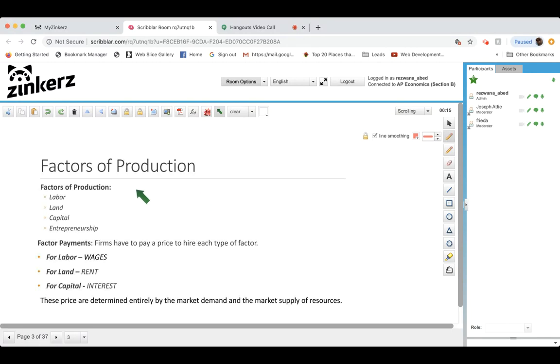So what are these factors of production that are being bought and sold in the factor market? Households, as we just said, are the ones offering these factors of production to businesses or firms so that they can use them to make goods and services. These are the four factors of production that we have talked about before: labor, land, capital, and entrepreneurship.